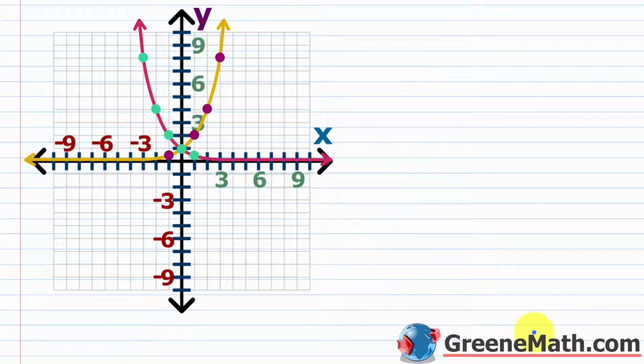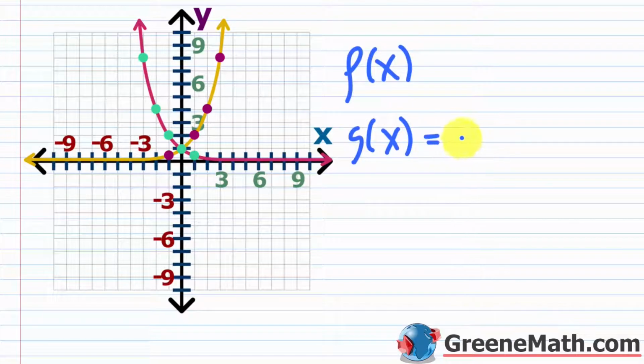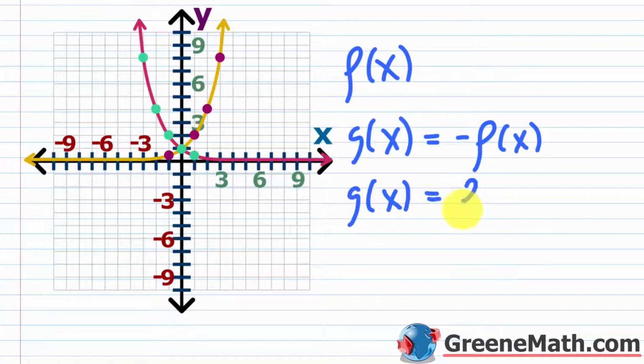All right, let's talk about some reflections now. So we understand what a reflection is. We get that if you have a graph that's f of x and then g of x is defined as the negative of f of x, this is a reflection across the x-axis. And then if g of x is equal to f of negative x, this is a reflection across the y-axis. So in this case, we have a reflection across the y-axis.